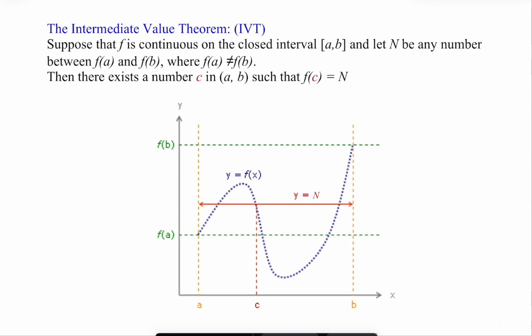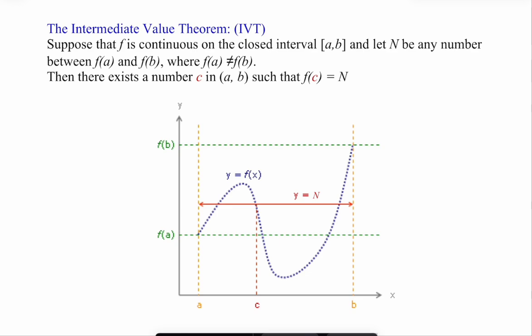There are going to be two different types of intermediate value theorems. This is the continuity intermediate value theorem. It says, suppose that we have this continuous function from a to b. If we pick any height, some number n, then n is some number between f of a and f of b. Let me show you what they mean with the picture.